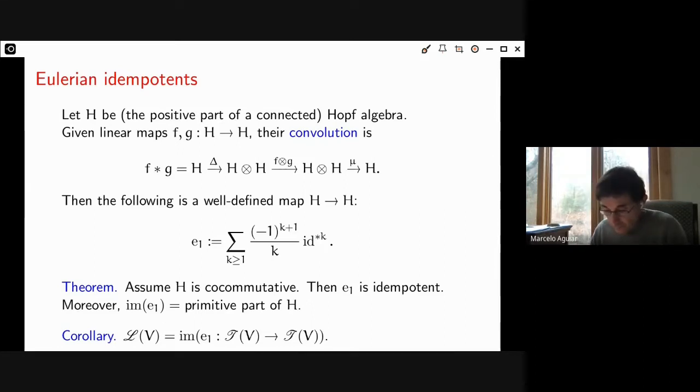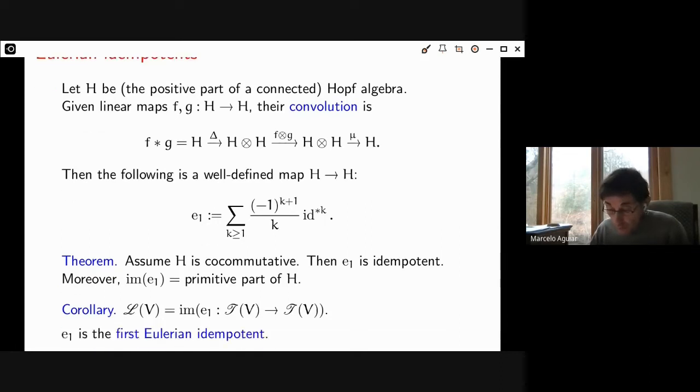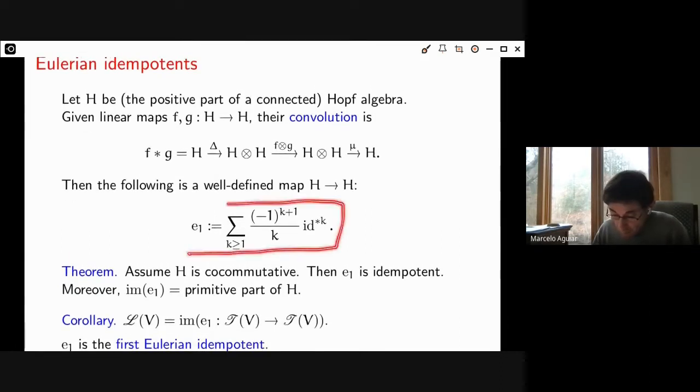Now, given any Hopf algebra, if I have two linear maps from H to H, I can consider their convolution. The convolution is an operation on the space of maps from H to itself, defined in this manner. You first apply the coproduct, then the tensor product of the two given maps, and then the product, and you're back to a map from H to itself. So this is an operation on the space of maps of this kind that we're going to employ. I'm going to employ it to build this particular map, denoted E1. So it's a map from H to H.